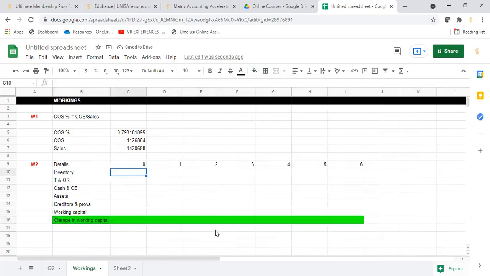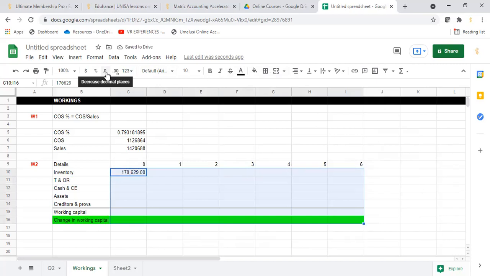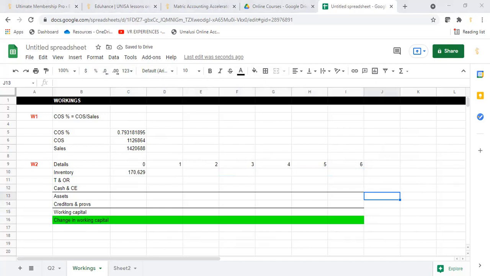Okay, so 2016 inventory was 176.29. The next one was trade and other receivables, 62716. Okay, so cash and cash equivalents, I must be very careful.